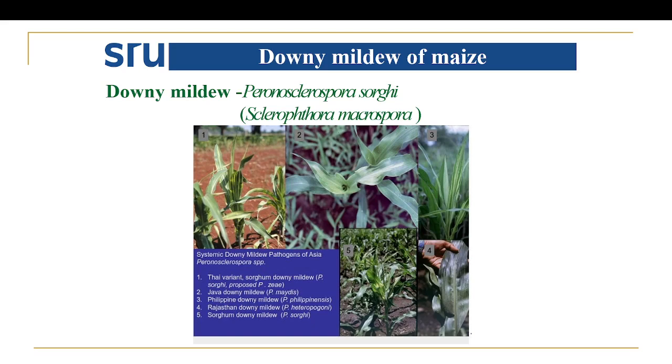First is downy mildew caused by Peronosclerospora sorghi. There are different strains of Peronosclerospora reported in maize. One is the Thai variant or sorghum downy mildew, Peronosclerospora sorghi. Then Java downy mildew, which is caused by Peronosclerospora maydis. Then Philippines downy mildew, which is caused by Peronosclerospora philippinensis. Rajasthan downy mildew, which is caused by Peronosclerospora heteropogoni. Then sorghum downy mildew, Peronosclerospora sorghi.